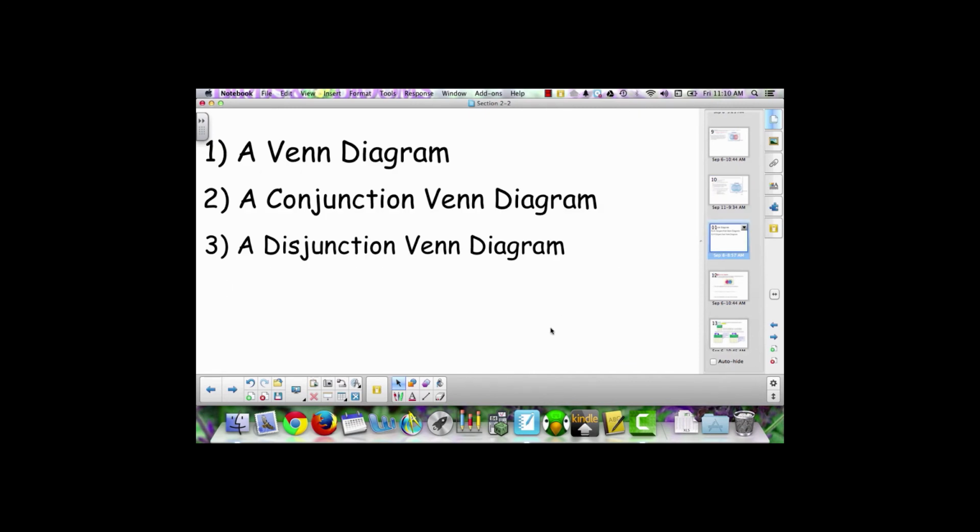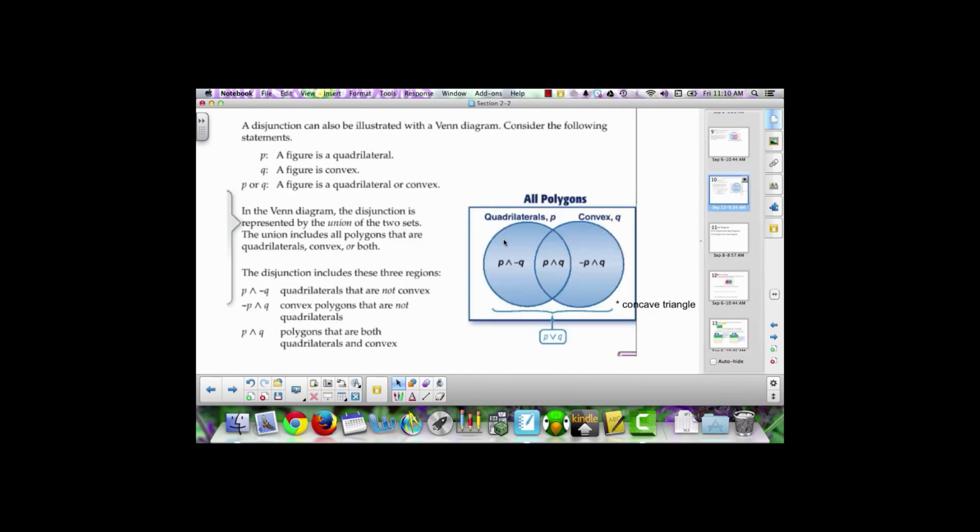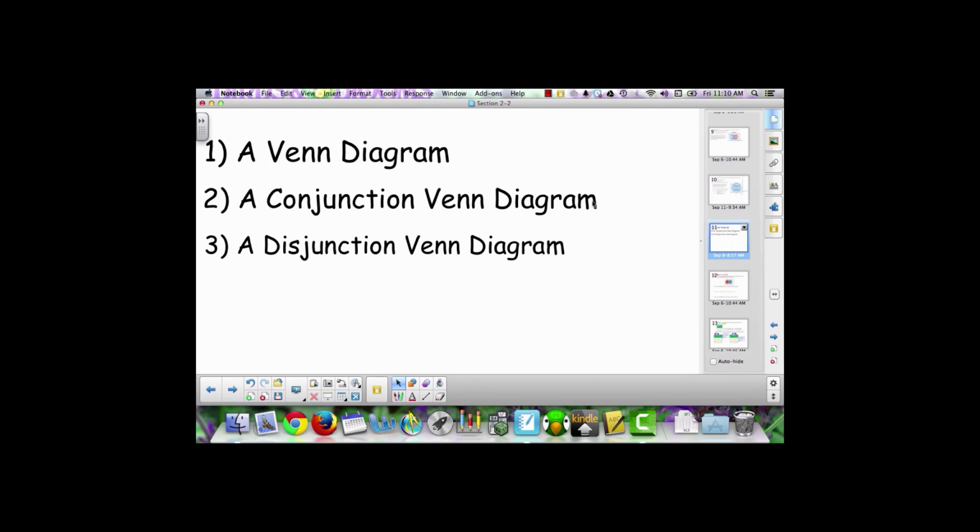For this activity, I would like you to make a Venn diagram. Make it a Venn diagram with two categories, like the previous one. This one had quadrilaterals, this one had convex, and they overlap in the middle. For the second part, I want you to write examples in the different parts of your Venn diagram and shade your Venn diagram so that it's a conjunction. For the third part, I want you to take that same Venn diagram with your examples, but now shade it so that it is a disjunction Venn diagram.